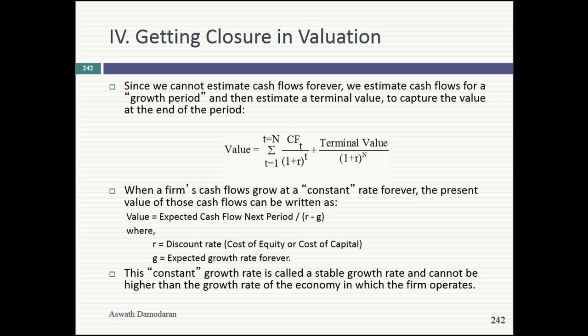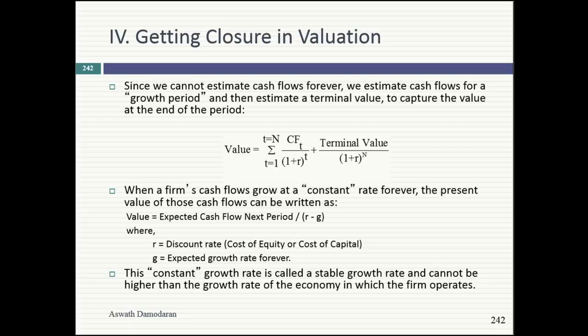Which brings me to the final piece of valuation. The value of any asset is the present value of its expected cash flows over its life. That's true for any asset, right? So if I give you a rental building with a 10-year life, you take the cash flows in the next 10 years, you discount them back, you get a value for the asset. If you extend that principle, the value of a company is the present value of its cash flows over its life. But a company's life essentially could be forever.